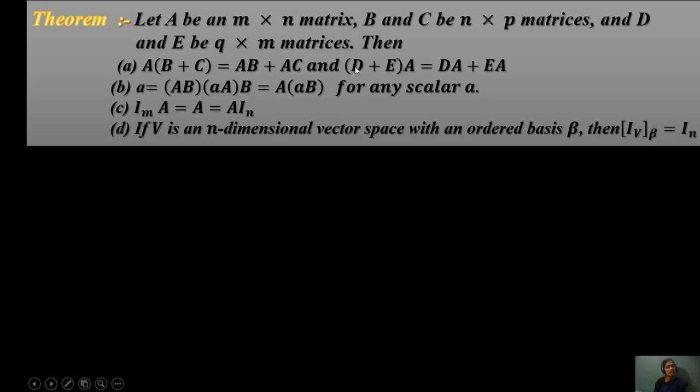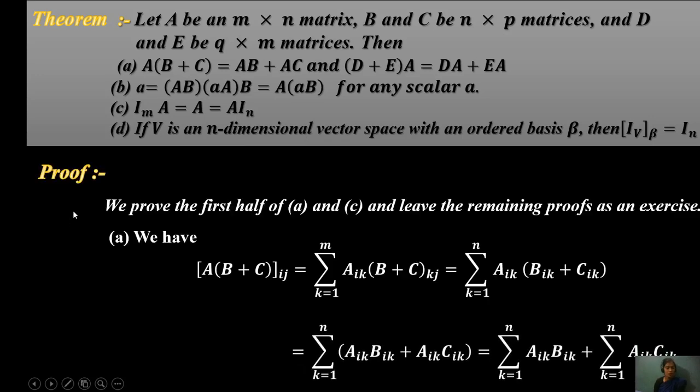(D + E)A equals DA plus EA. Second, a(AB) equals (aA)B, generated for any scalar a. And third, Im A equals A equals A In. If V is a vector in an n-dimensional vector space with ordered basis beta, the same proof will be used, with the Kronecker delta.